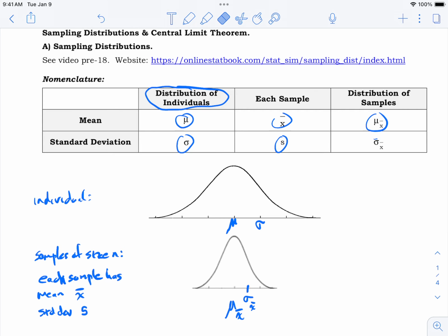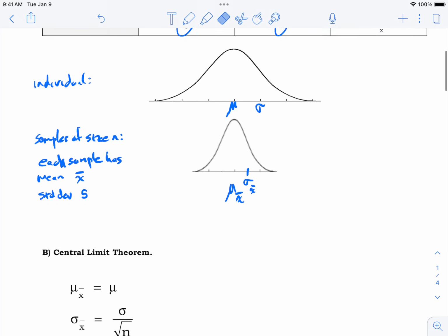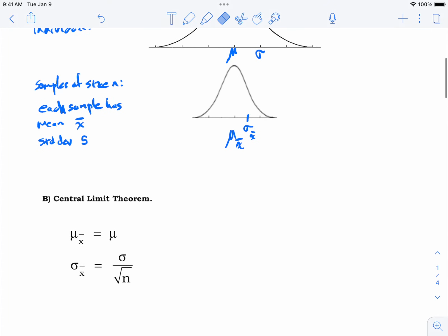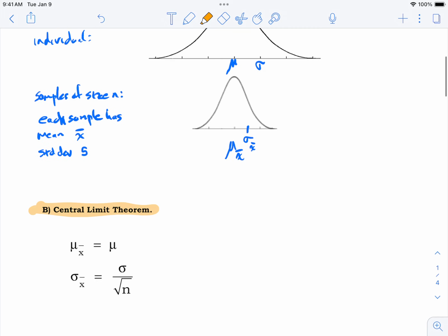Okay. Now, the standard deviation shrinks, and the mean is the same. That's what the central limit theorem is telling us. It's just a statement of these two facts. The mean of all the samples is the same as the mean of all the individuals. That's what that says. And the standard deviation of all the sample means is smaller, and it's smaller this way. So this is new.